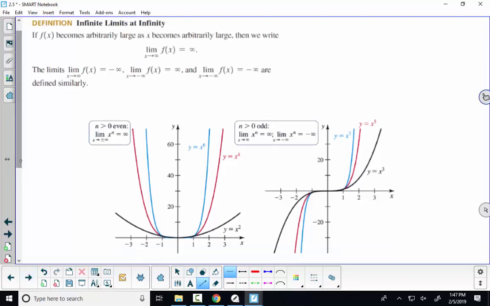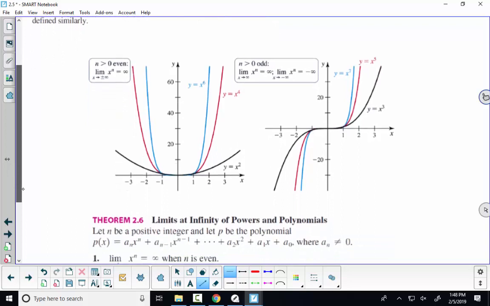Okay, so the proper definition: as f of x, or as the y values, become arbitrarily large, it just means they keep growing in one direction or the other, never stopping. Then we write this limit as x approaches infinity of f of x equals infinity. Similarly, if we approach negative infinity, we could have variation. If x approaches infinity, the y values could approach positive or negative infinity, and if x approaches negative infinity, the y values could approach positive or negative infinity. So really what we're getting are the arrowheads in all four quadrants, and that's what this definition is showing us.